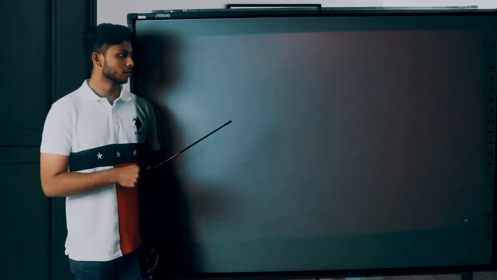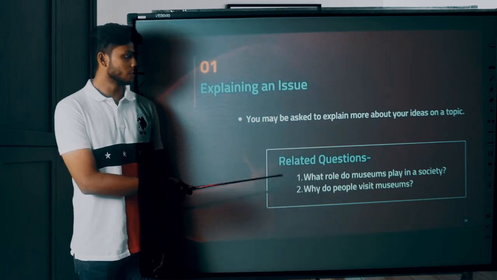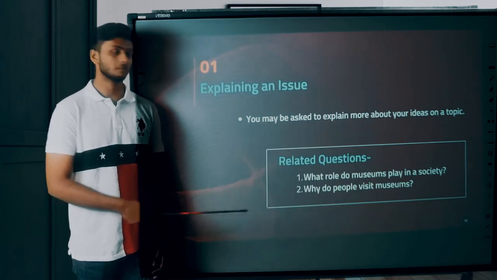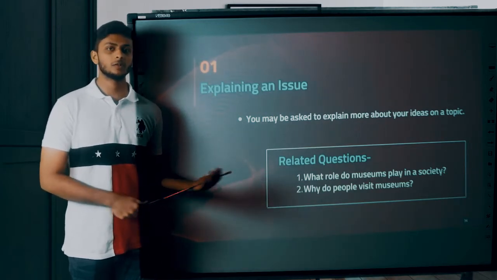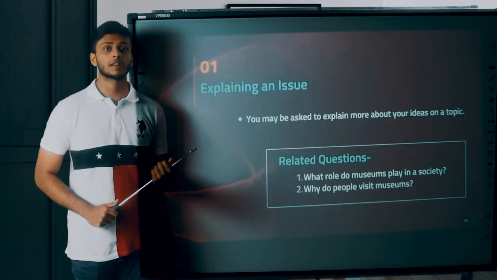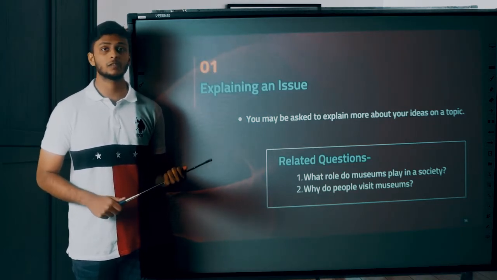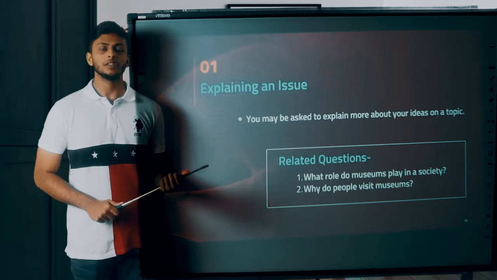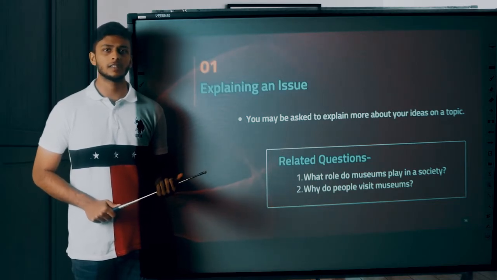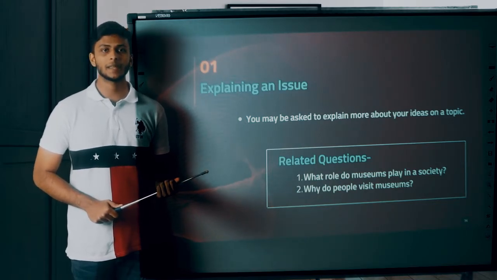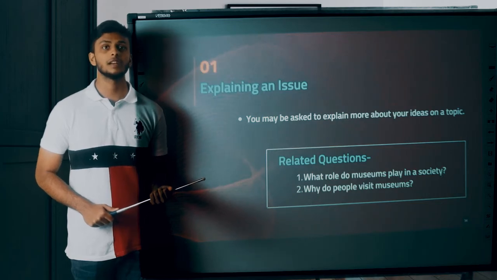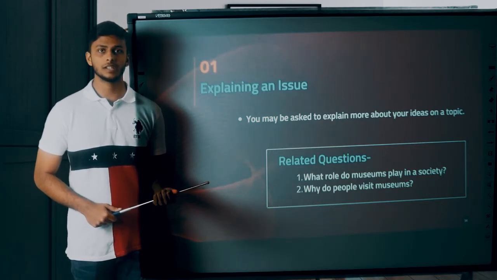So the questions could be, what role do museums play in a society? Why do people visit museums? So these two questions are actually asking you for your explanation with your ideas. So here you can organize your ideas in terms of a general idea and then with some supporting details, maybe 2 to 3 supporting details.